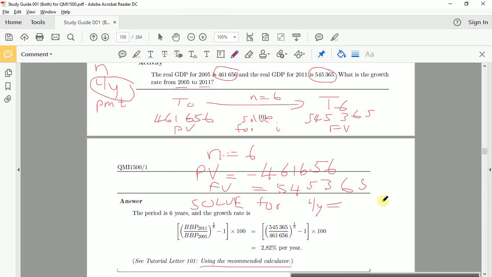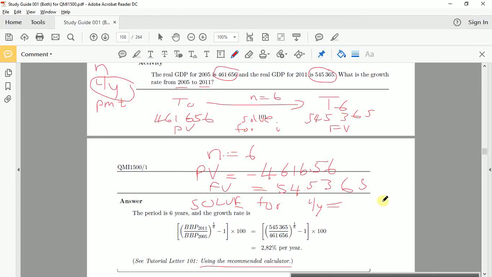No, I'm doing something wrong now. Clear the calculator. It's second function, Reset. What is the N? 6. So press 6, press N. What is the PV? 4, 6, 1, 6, 5, 6. That needs to be negative, so plus minus. Make it a negative. Now press PV.